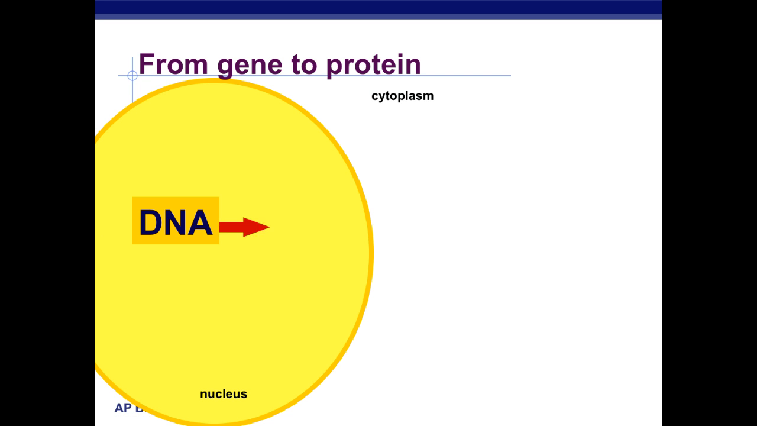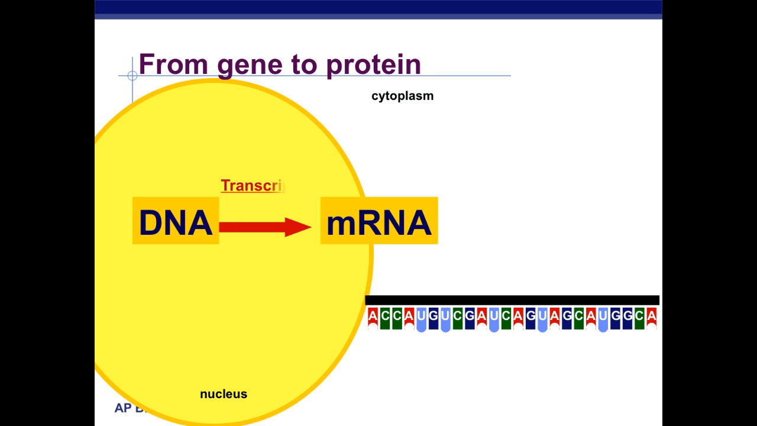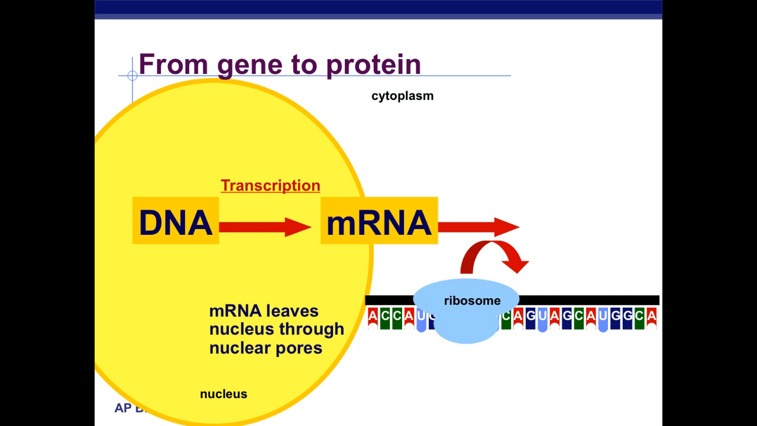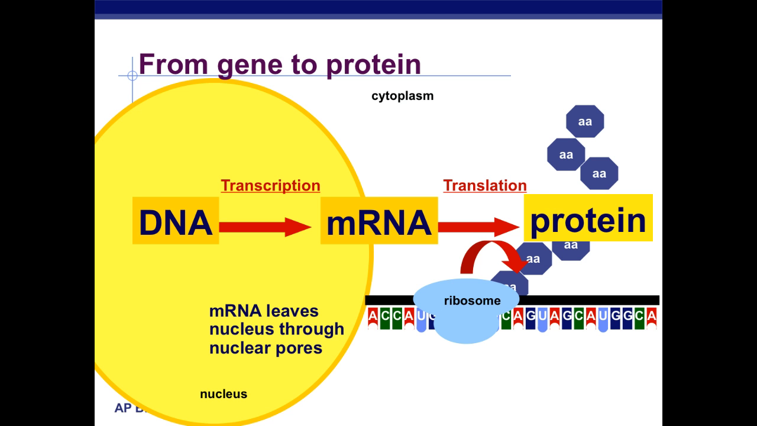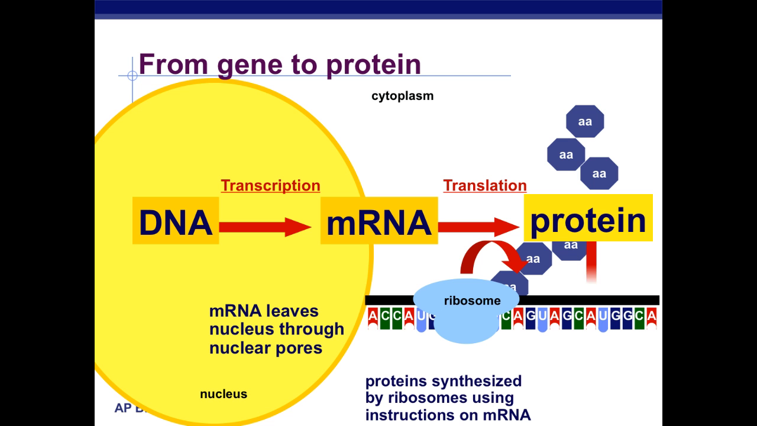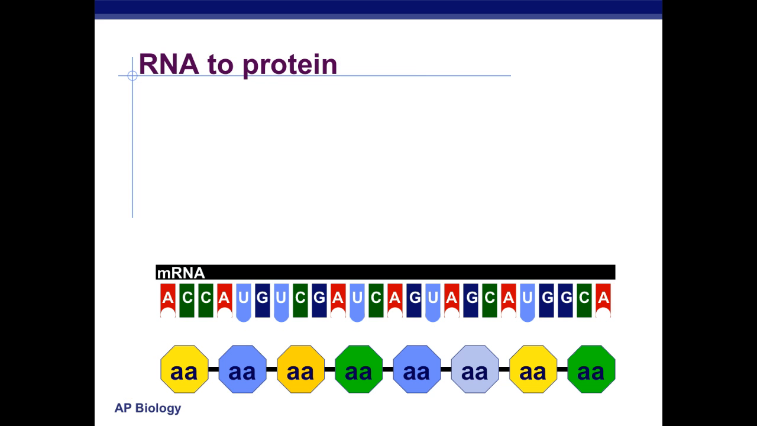So from gene to protein, you start with your DNA to your mRNA through transcription. When the mRNA leaves through the nuclear pore, it is then translated by the ribosome into a polypeptide chain or amino acid chain, which then will form a protein. Proteins are synthesized by ribosomes using instructions on the mRNA. Those proteins then result in a trait.